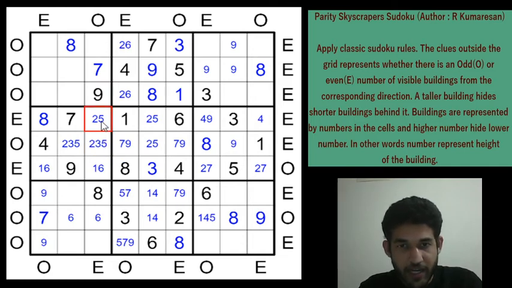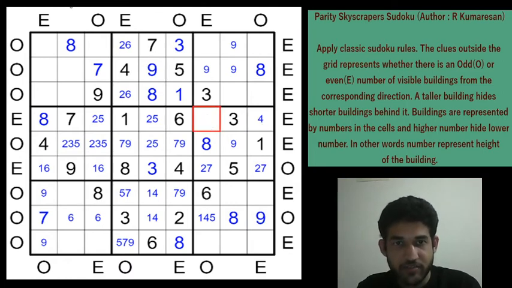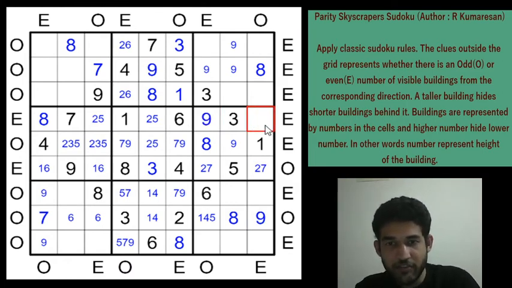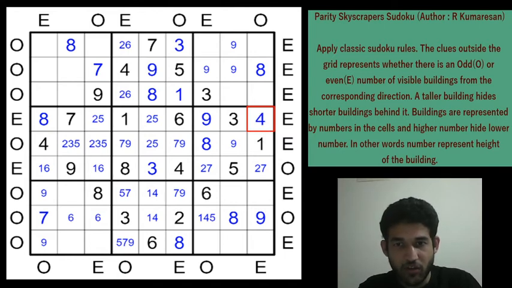Right? And you have a 2, 5 pair now. So these two cells will be 4, 9 in some order. You have a 9 here, so 9 has to go here, right? And this will be a 4 now, using classic rules along row 4.